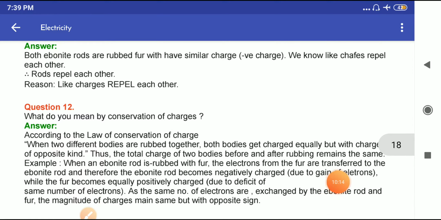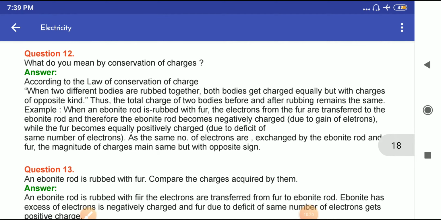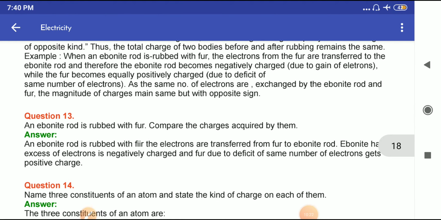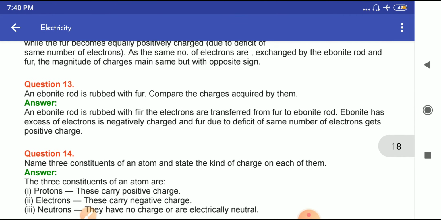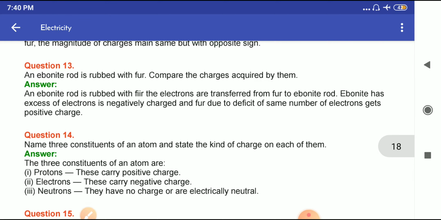Question number 12. What do you mean by conservation of charges? So this is your answer. Now question number 13. An ebonite rod is rubbed with fur. Compare the charges acquired by them. When an ebonite rod is rubbed with fur, the electrons are transferred from fur to ebonite rod. Ebonite has an excess of electrons, so it is negatively charged. Fur, due to a deficit of the same number of electrons, gets positively charged.